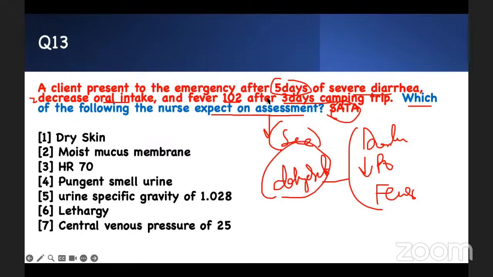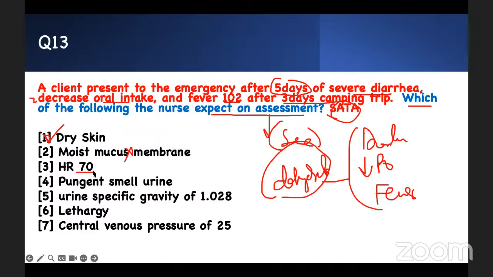That's what I tell you, to spend some time. Don't worry about the fever. Put it together and say, oh, this patient is dehydrated. Therefore, if he's dehydrated, your skin is going to be moist? No way. Skin is going to get dry. Your mucous membrane will be moist? No way.